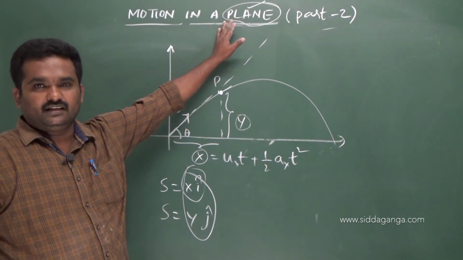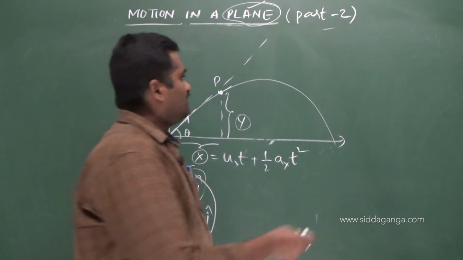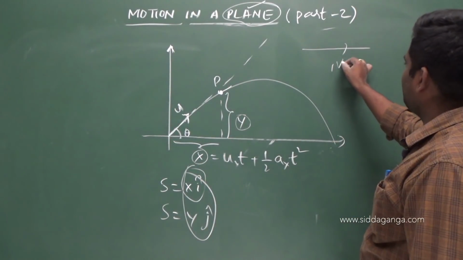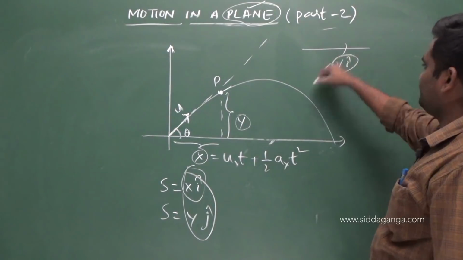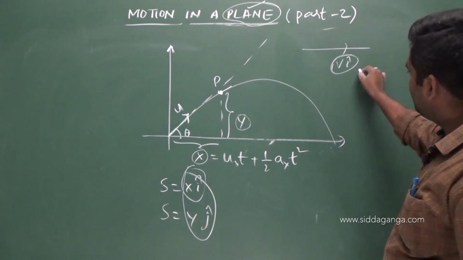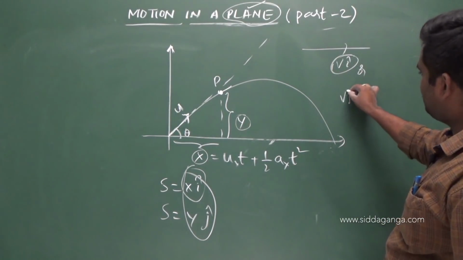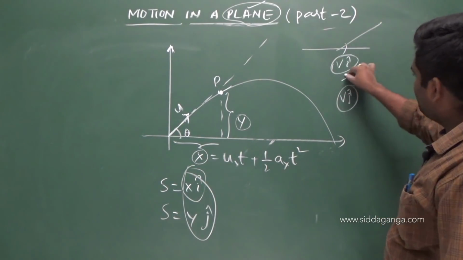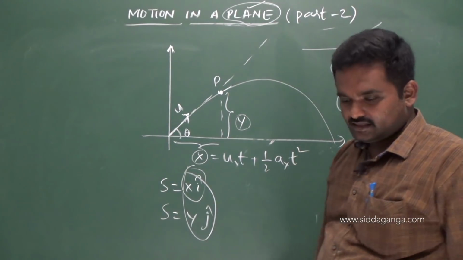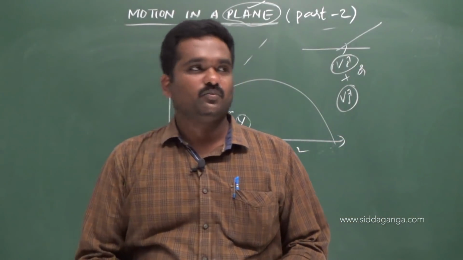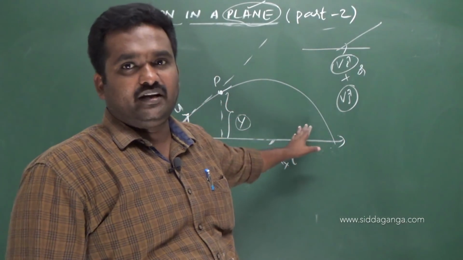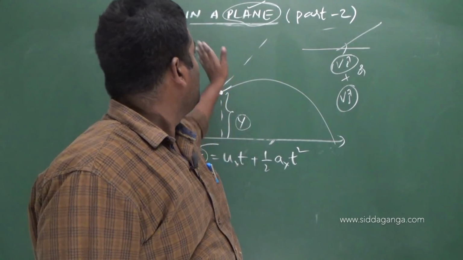Take velocity: a body moving in the x direction has only v i cap, and if it moves in the y direction, only one direction, we write v j cap. But if it is moving in a plane, the body is supposed to have both velocity components, x as well as y, and we have to write how much each is. So this is all about the plane chapter.